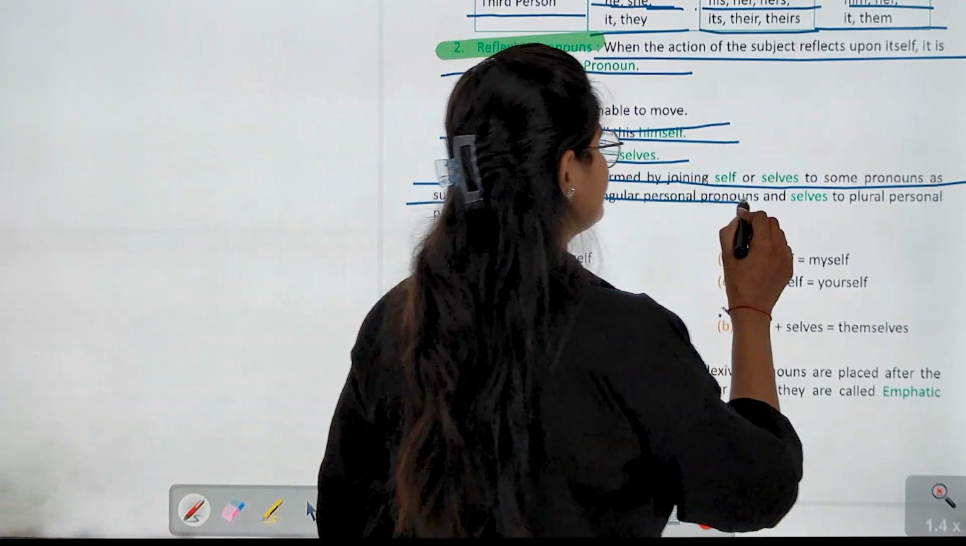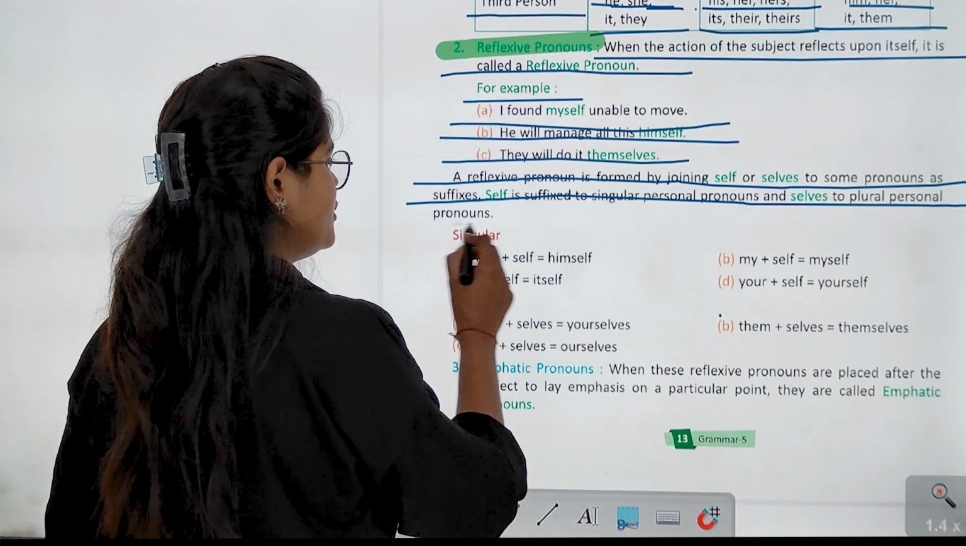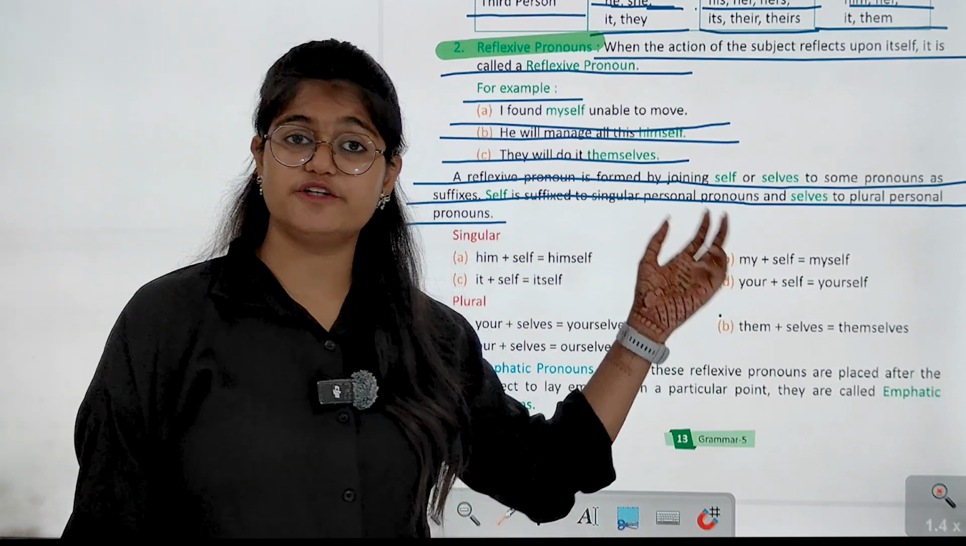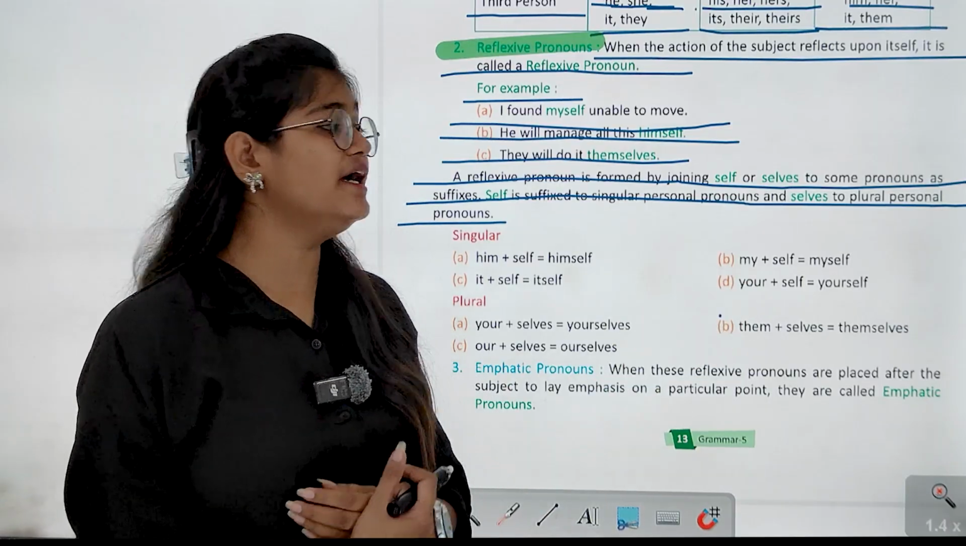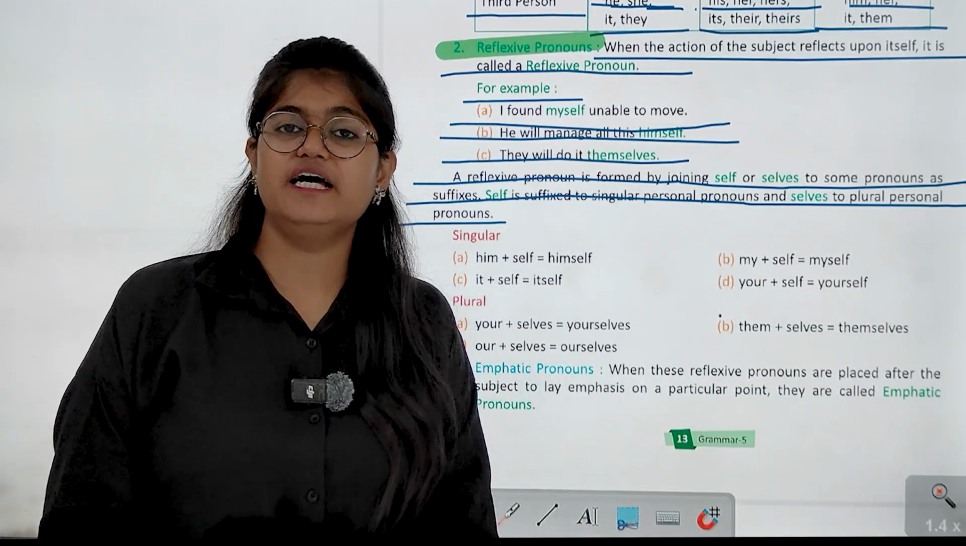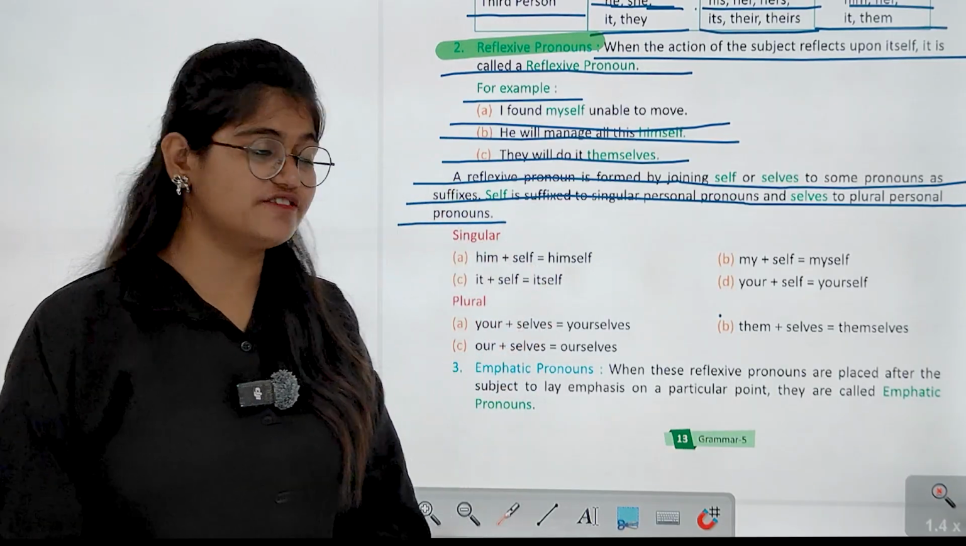Self is suffixed to a singular personal pronoun and selves to the plural personal pronoun. कि self जो है वो हम singular personal pronouns के आगे लगाते हैं और selves जो है वो हम plural personal pronouns के आगे लगाते हैं to form them as the reflexive pronouns, right?